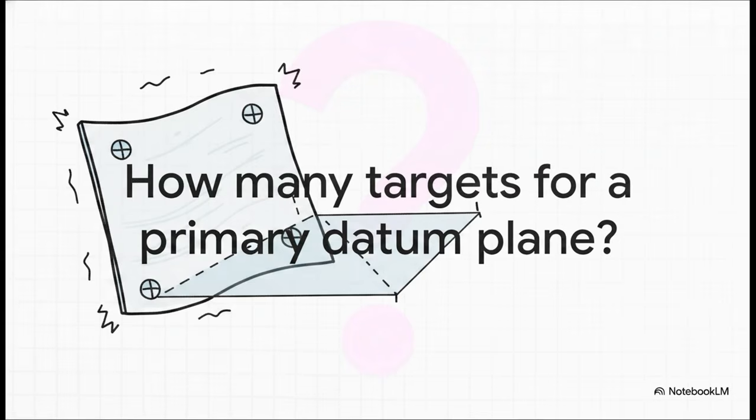All right. Let's test your engineering intuition for a second. If you've got a wobbly, flexible sheet metal panel, how many individual target points do you think are needed, at a bare minimum, to establish a stable, primary datum plane? Go ahead, take a guess.